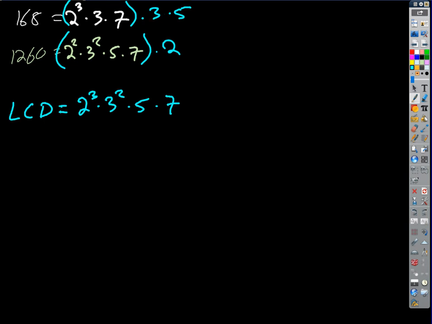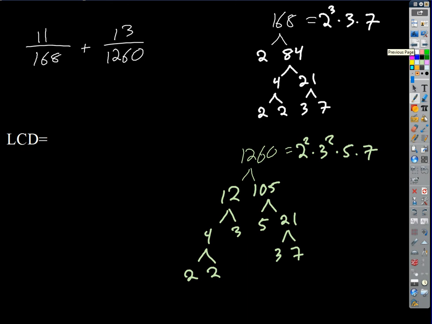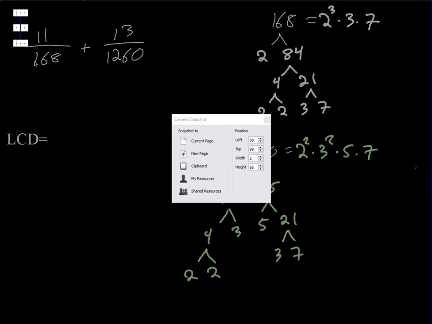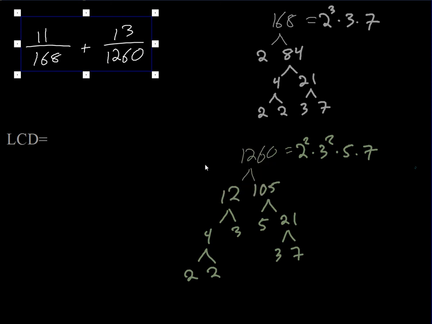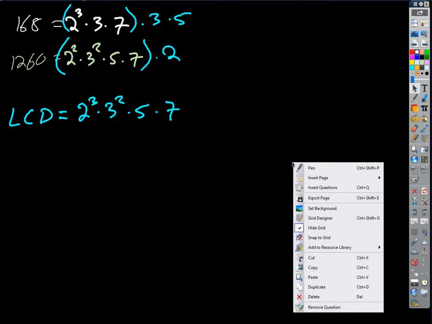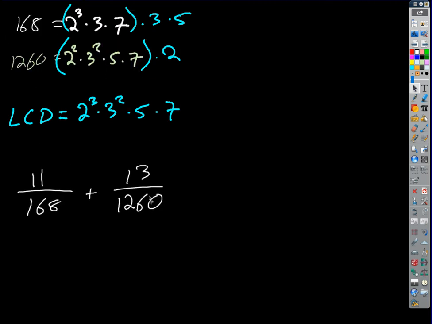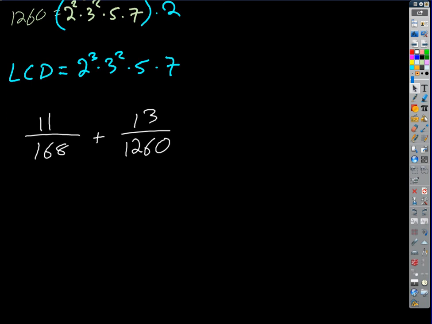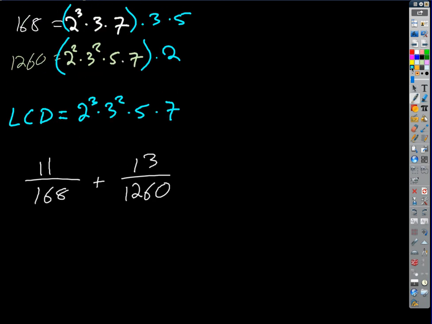So if we go back to the problem, what is the problem? We're trying to add these fractions up. I've got to multiply top and bottom of the 11 over 168 by 15 over 15. There's my 15.